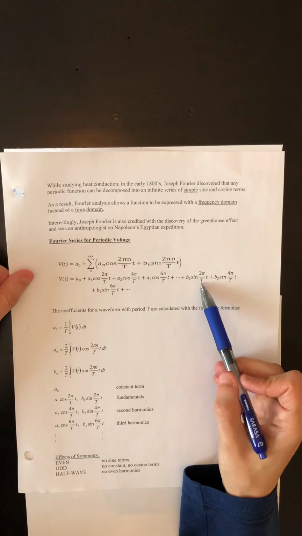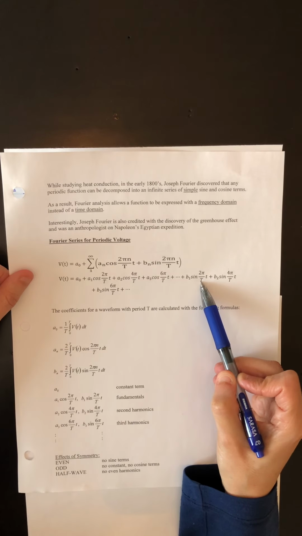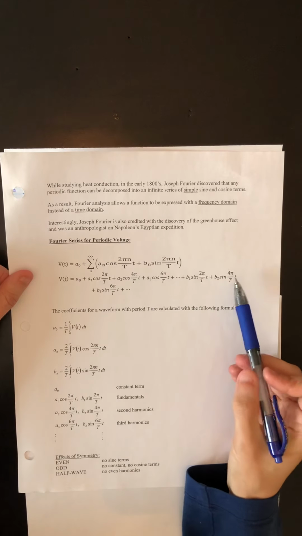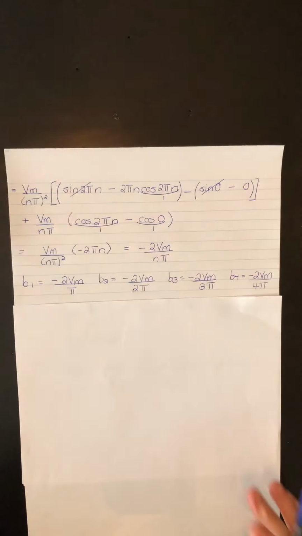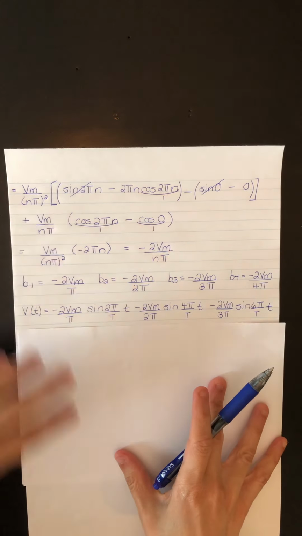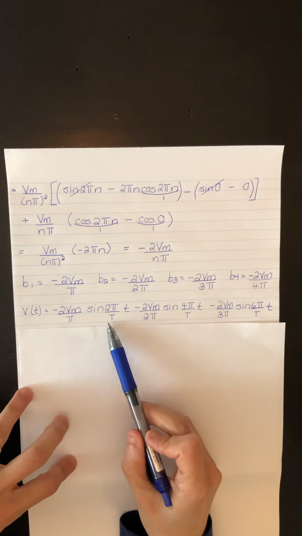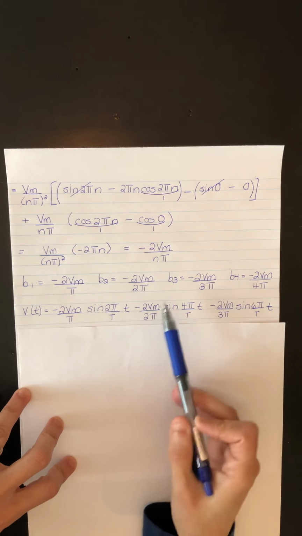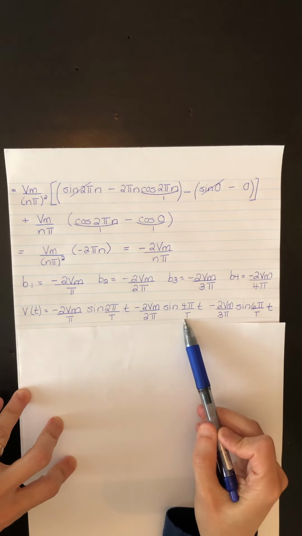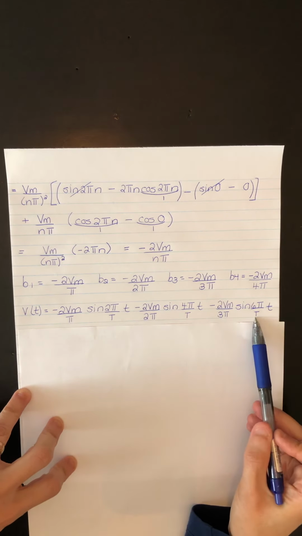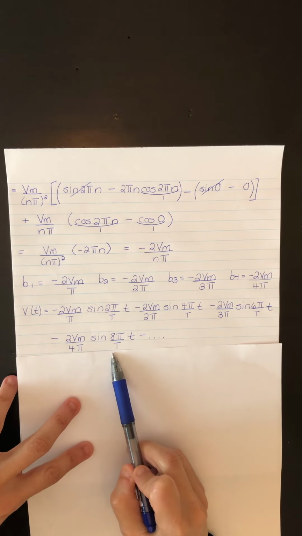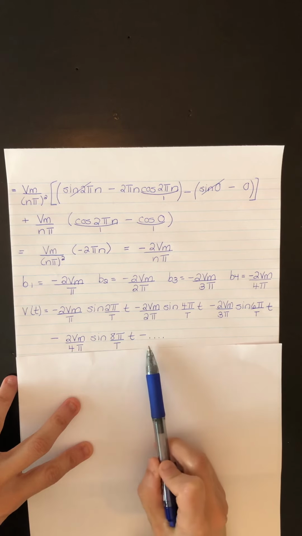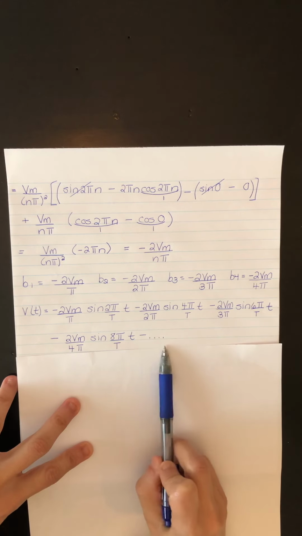By the way, 2 pi over capital T, of course, is the same as 2 pi f. So this is 2 pi f. And here, this is 4 pi f, 6 pi f, and so on. Okay, so B1, we've got the sine of 2 pi ft. Here's B2, the sine of 4 pi ft. Here's B3, the sine of 6 pi ft. And here's B4, we've got the sine of 8 pi ft. It's an infinite series, so we indicate it like this.